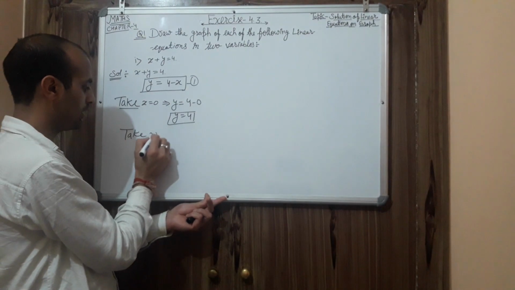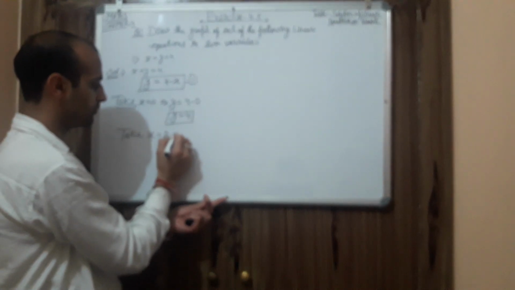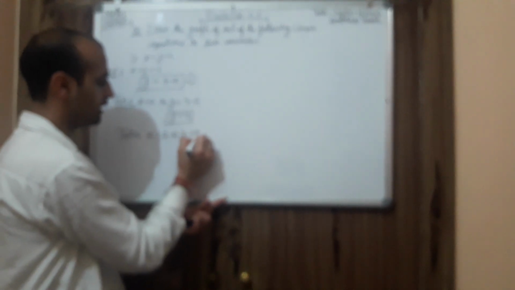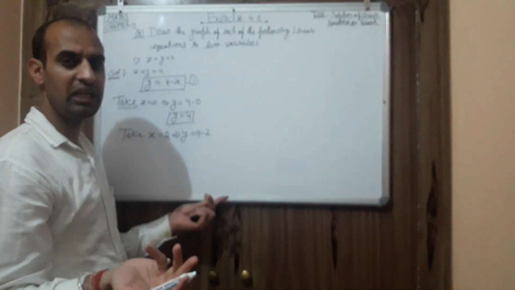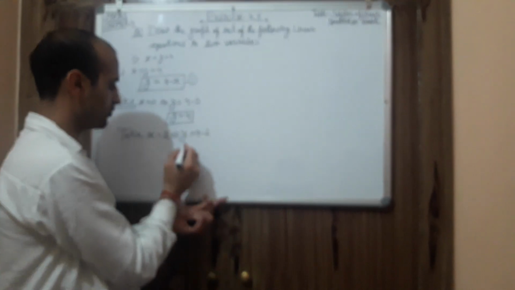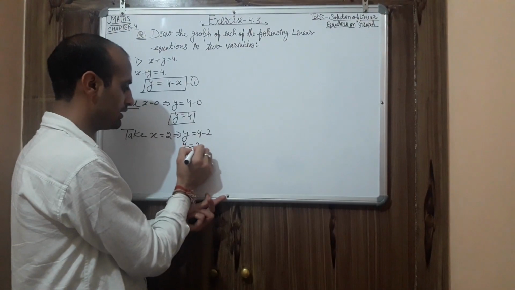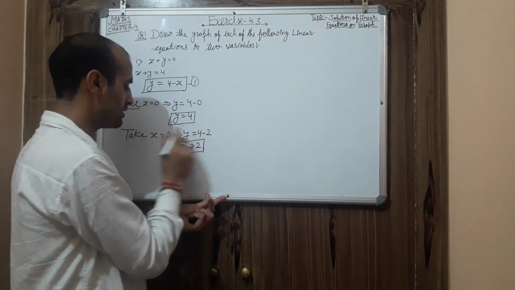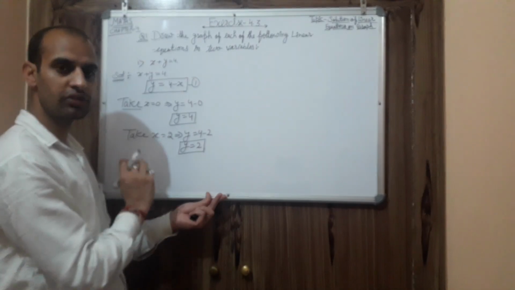Second, take x equals 2. As I told you, you can take any value. I am taking any value from my side. 4 minus 2. Answer is 2. That means when x is 2, after finding, the value of y is also 2.